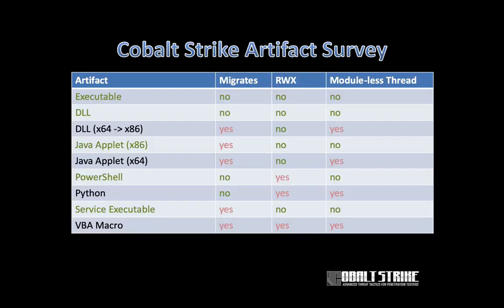This slide is a survey of the different artifacts in Cobalt Strike as of October 2019 and which characteristics they take on related to process migration, read, write, execute memory, or even creating a modulus thread. The big one I would be aware of here is the service executable, because if you use the psexec option in Cobalt Strike or the elevate service exe option, you will be using a service executable. Do note that the Cobalt Strike service executable migrates, and if you don't change the artifact kit, it will migrate to rundll32, and that's probably not what you want.